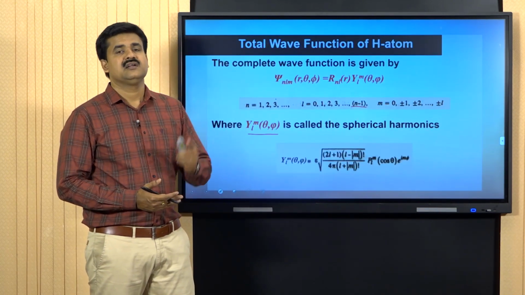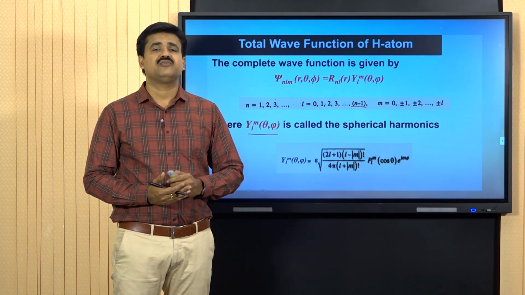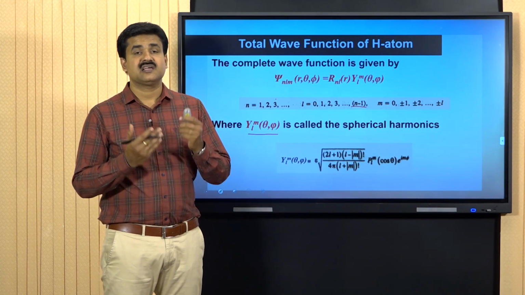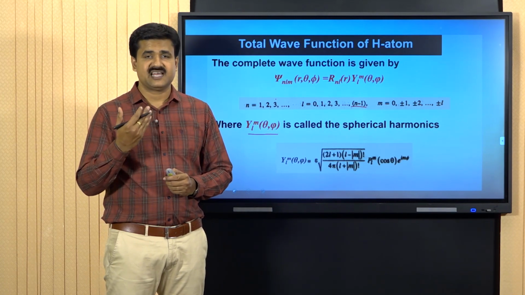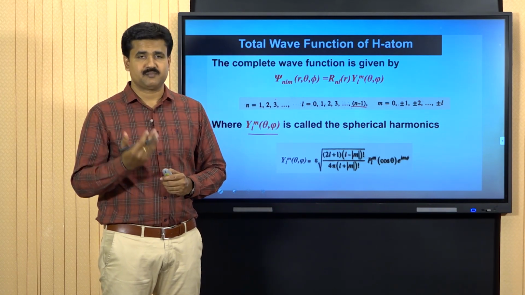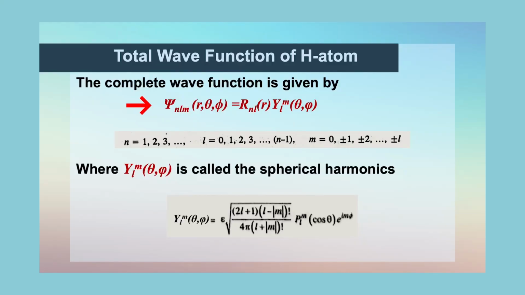First of all, the total wave function of hydrogen atom. The complete wave function for a hydrogen atom or a hydrogen-like system can be represented as psi n l m (r, theta, phi) equal to R n l (r) into Y l m (theta, phi).